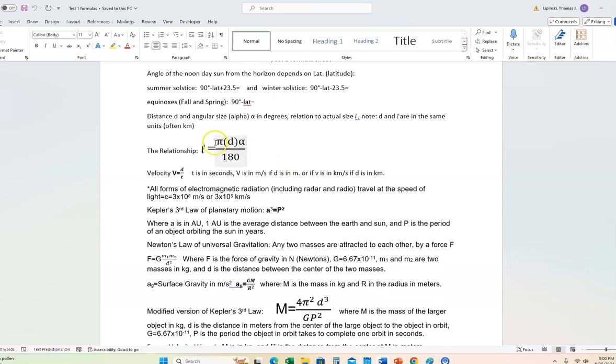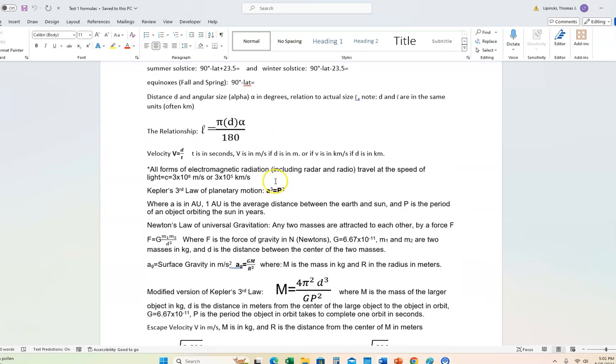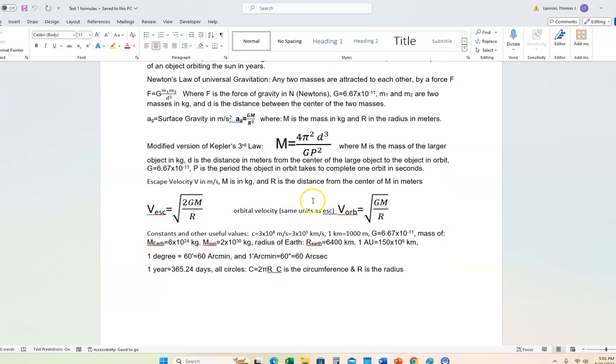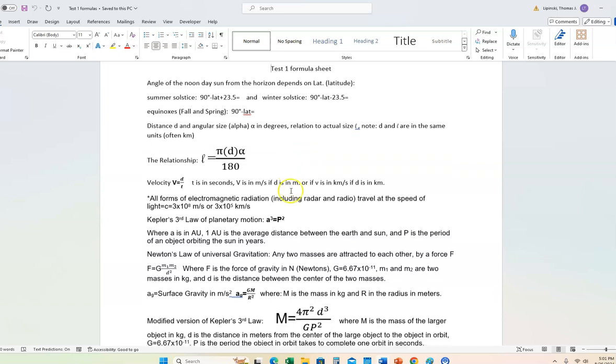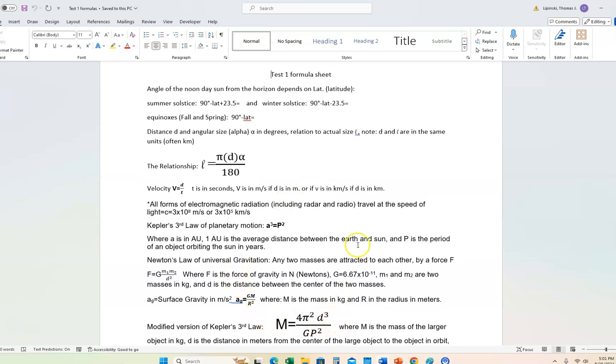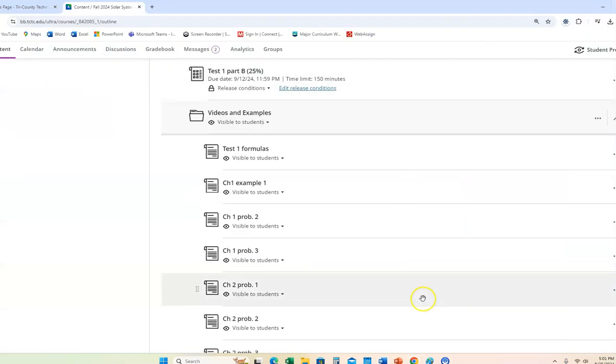All right, so there's some other formulas in here. We'll get to this stuff a little bit later. There's Kepler's third law, for example. This is the angular size of things. We'll get to that. The velocity is distance divided by time. All right, so this is all the stuff that you need for test 1. A lot of this stuff down here is all chapter 3 stuff, so you wouldn't have seen that yet.